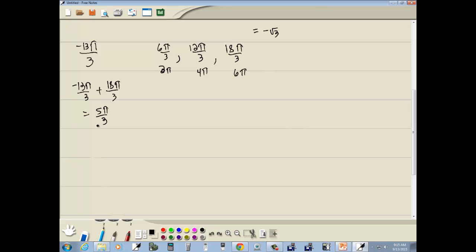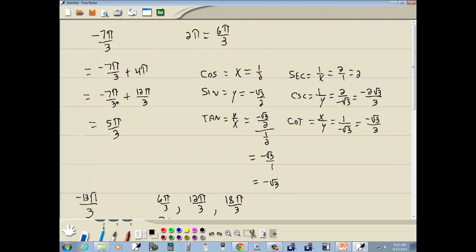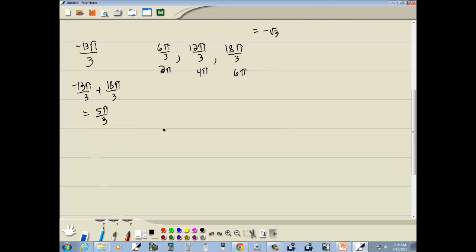Is that the same as the last one? 5 pi over 3. Well, same values then. I didn't realize that. I just made these up. So I won't go through it, but it's the same thought process as the one above, and it gives you the same answers. Let me clean that off.